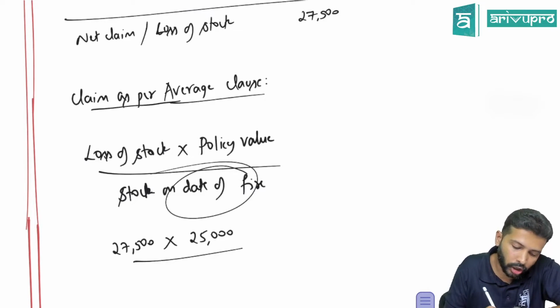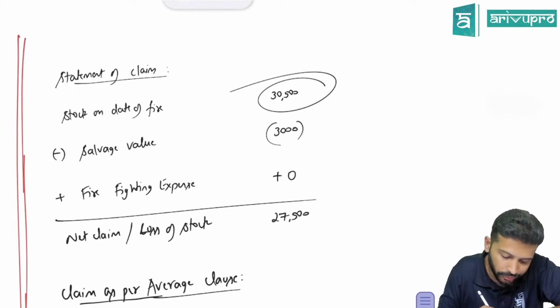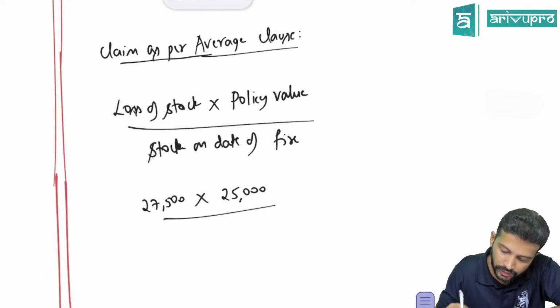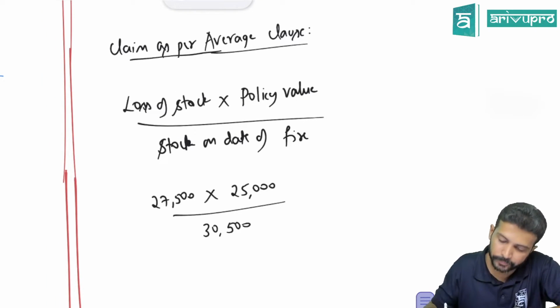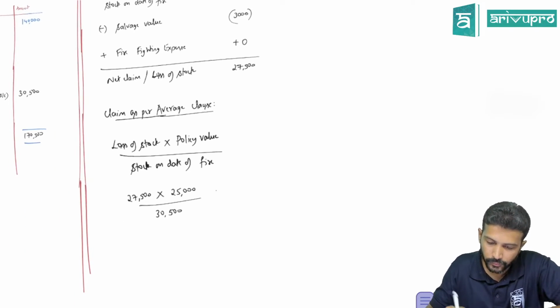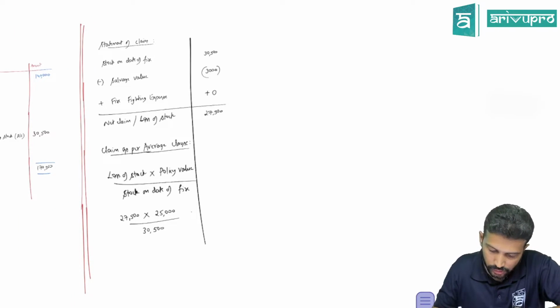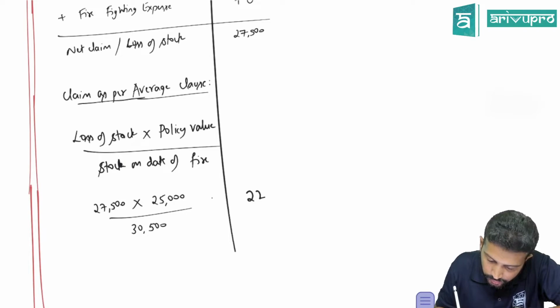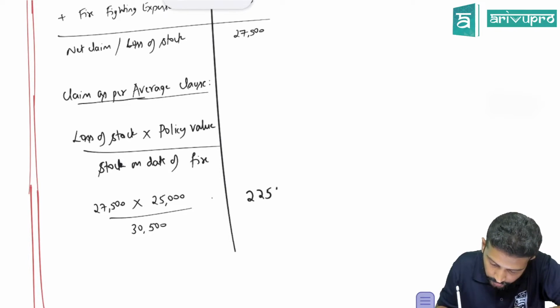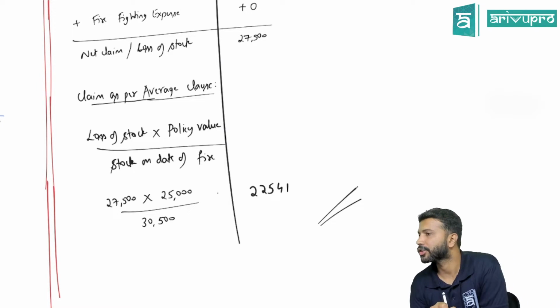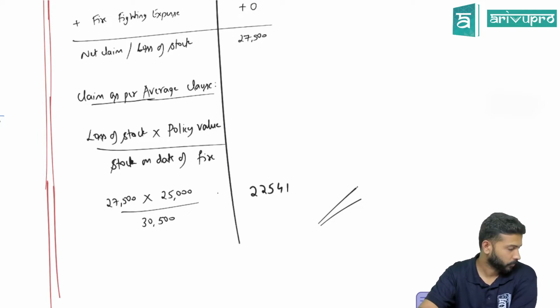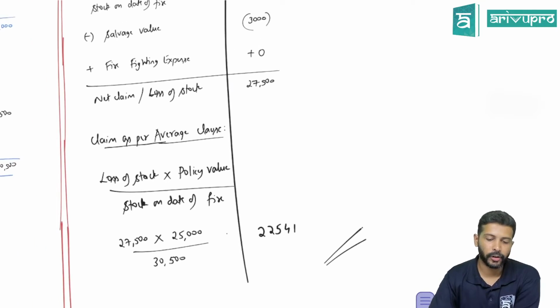Divided by stock on the date of fire. Do you know the stock on the date of fire? How much was that? 30,500. Do this and tell me what number you're getting. 22,541. So this is your final claim, which the insurance company will allow.